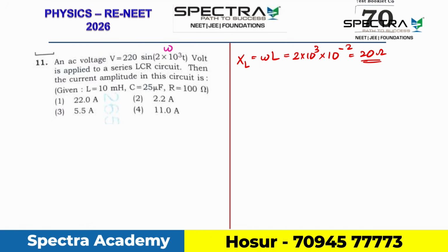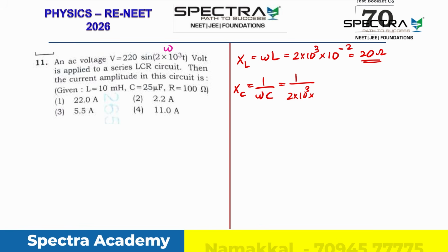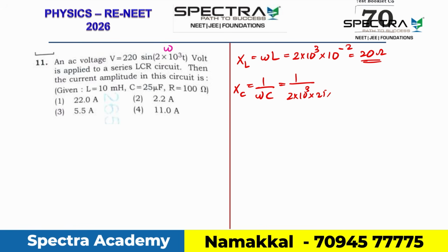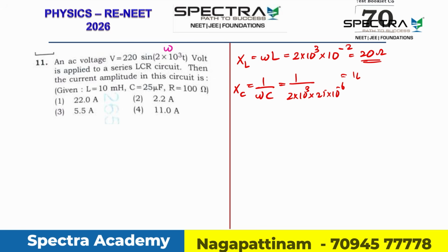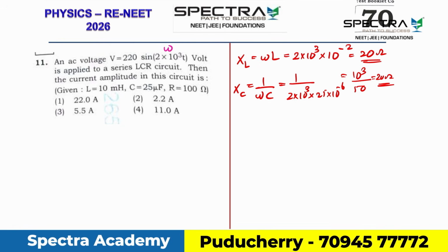XL is equal to 20 ohm. Next, XC is equal to 1 by omega C. So 1 by 2 into 10 power 3 into C value, 25 microfarad, 10 power minus 6. In the denominator, 10 power minus 3 minus 6 comes, and when it goes up it becomes 10 power 3, that is 1000 by 50, which is also 20 ohm. So XL is equal to XC. Under which condition is the circuit, students?